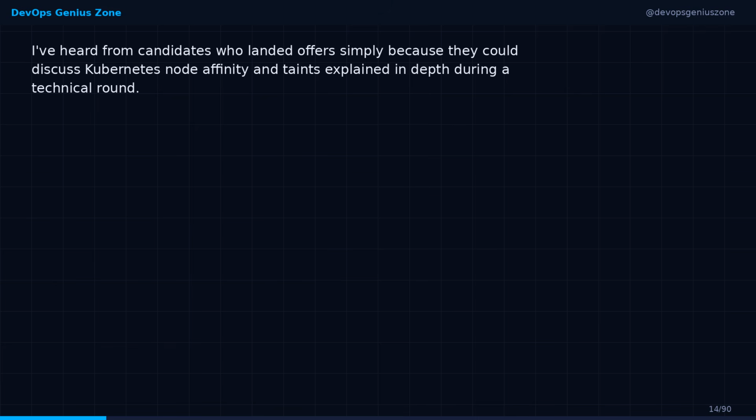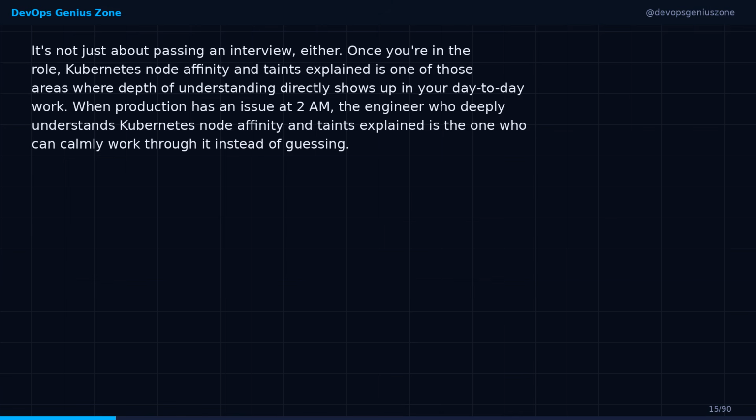When production has an issue at 2 a.m., the engineer who deeply understands Kubernetes Node Affinity and Taints Explained is the one who can calmly work through it instead of guessing. That reputation follows you. It's how junior engineers get trusted with bigger systems, and how mid-level engineers get considered for senior roles. Companies promote people who reduce risk, not people who just keep things running by luck.